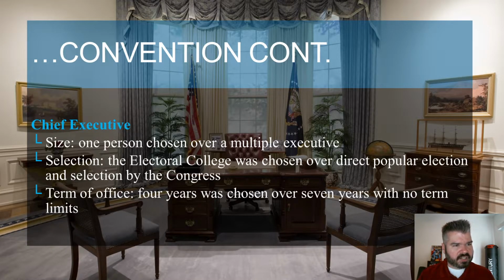So, under the U.S. Constitution, one person was chosen over a multiple executive, right? We have the Electoral College, which was chosen over direct popular election and selection by the Congress. The term of office, four years, was chosen over seven years with no term limits. At this time, a four-year term, we're accustomed to that. Here we go, so that Electoral College.